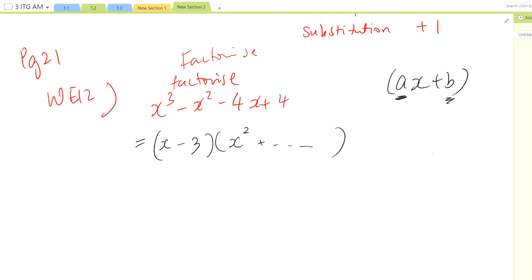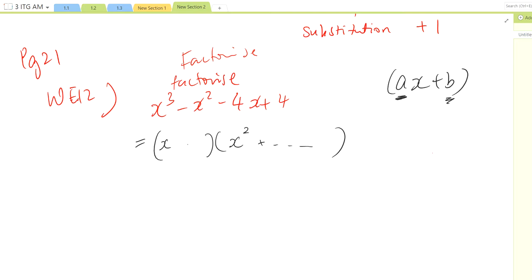Remember our factor theorem? When something is a factor, do you know how to check? To test whether something is a factor or not, we just substitute a certain value into f(x) and we see whether the answer equals 0. Because when it is equal to 0, it means that the remainder is 0. Therefore, it is a factor.